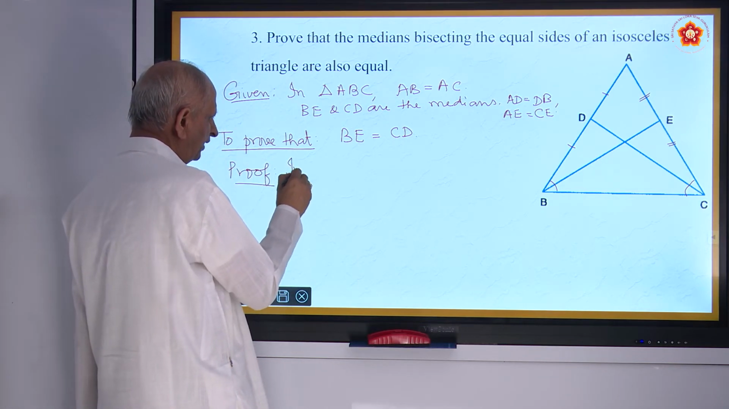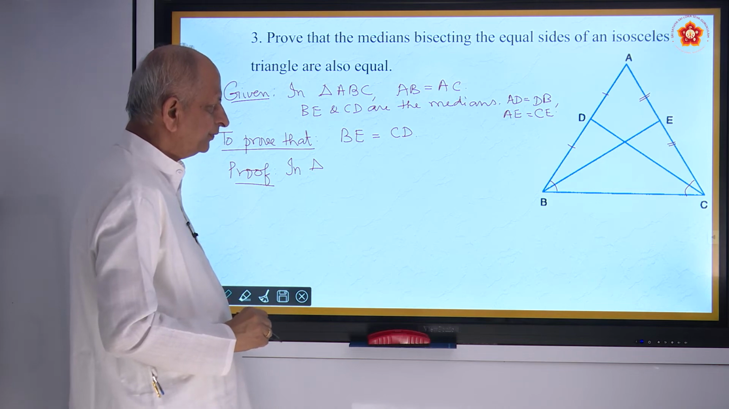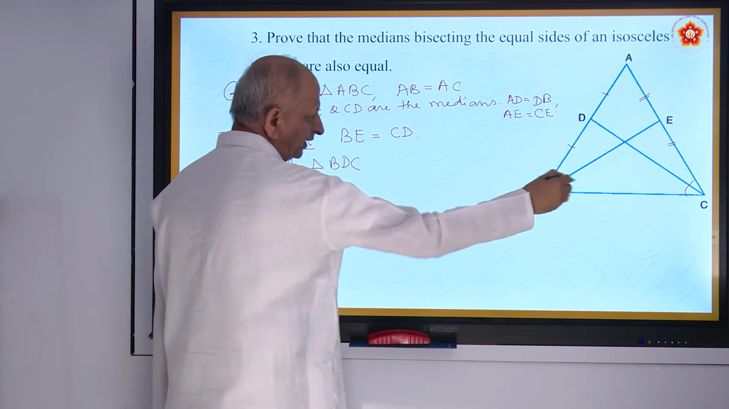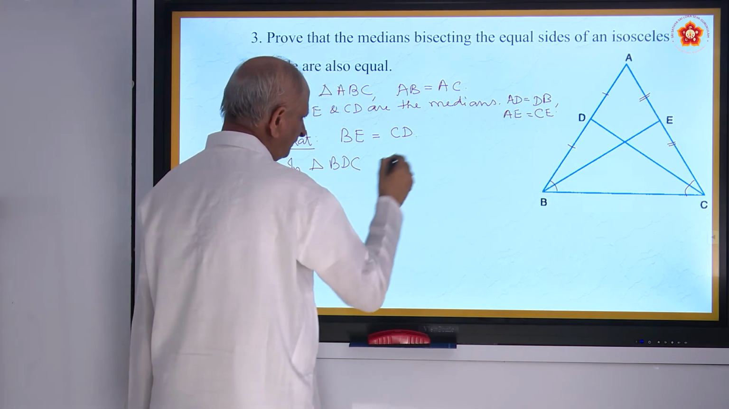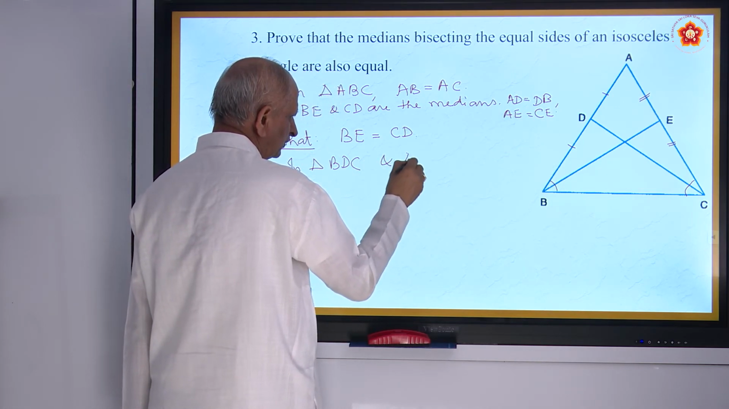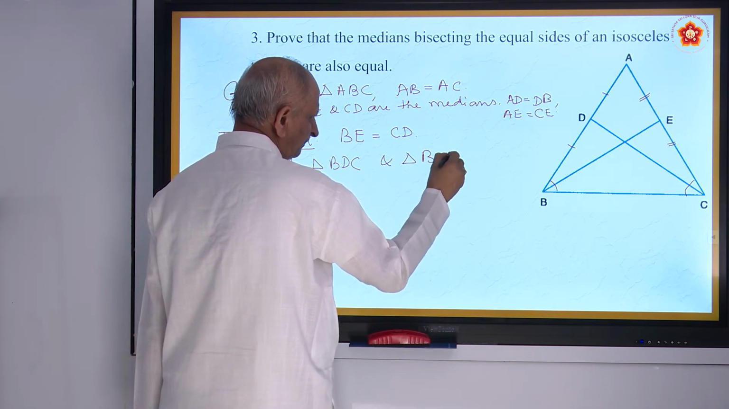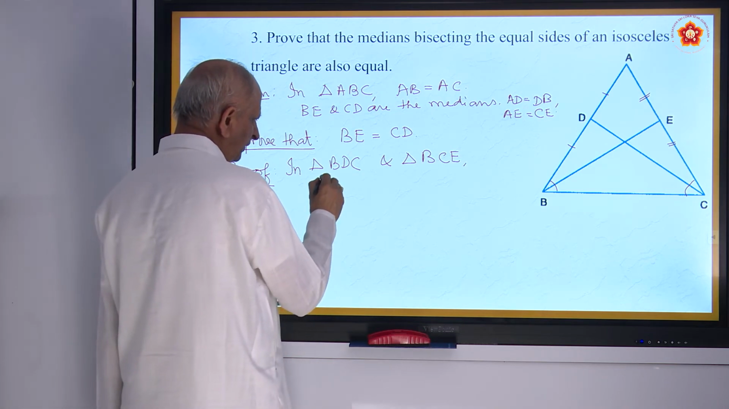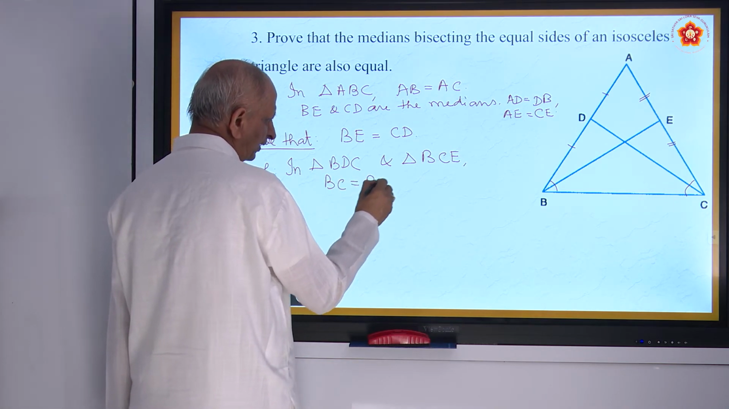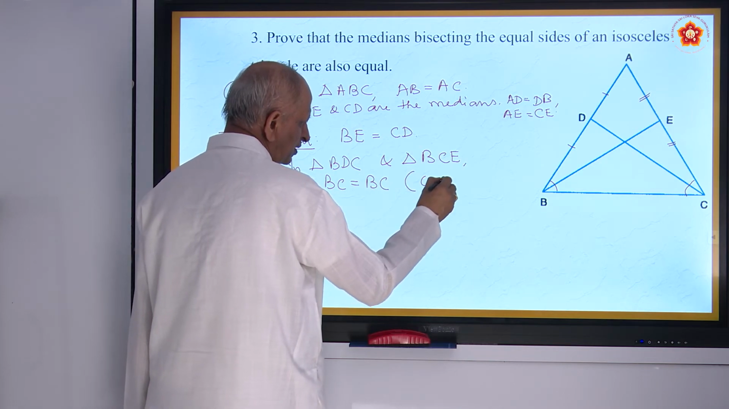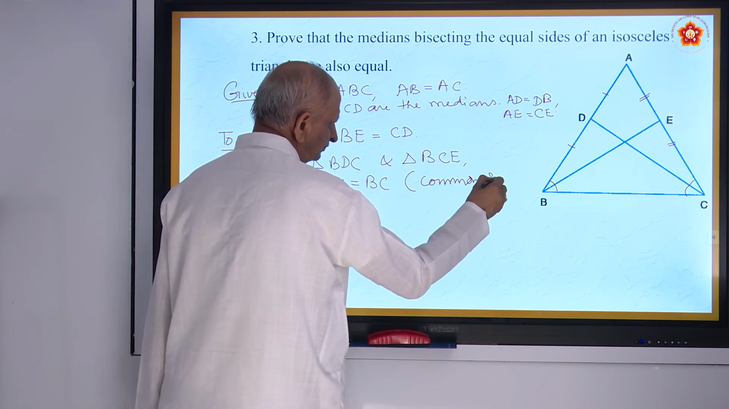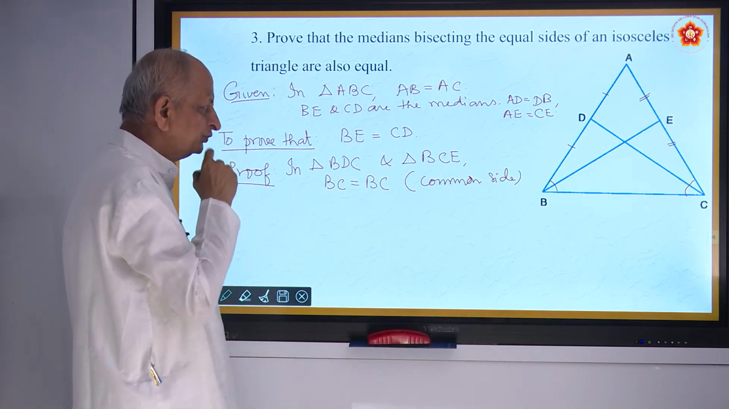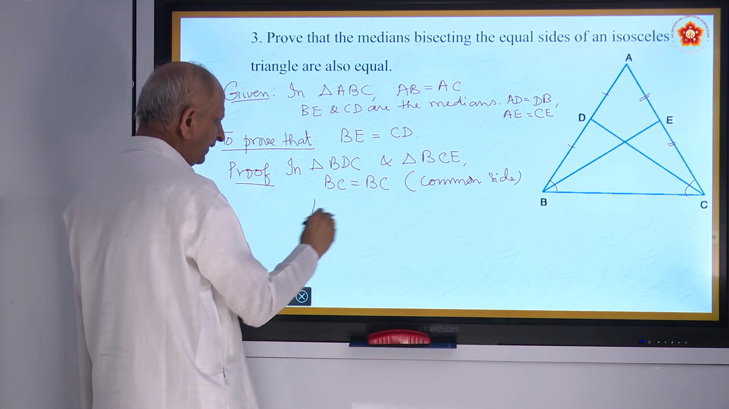So in triangle BDC, see that figure, BDC and BCE, these two triangles, there is one common side. What is the common side? BC is common side, and you are given that two sides are equal. The two sides are equal, the base angles will be equal.